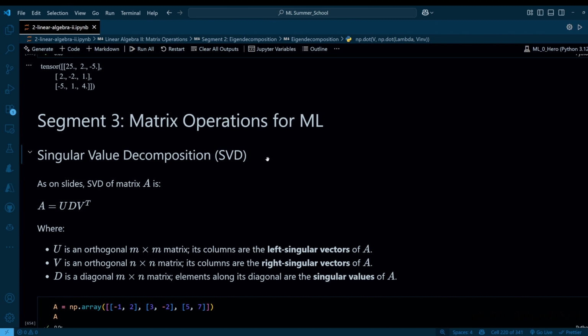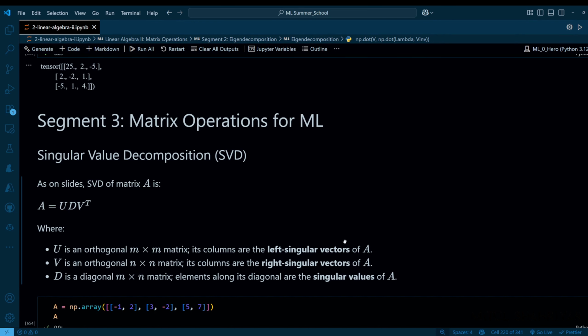As mentioned, we can decompose. We can use the singular value decomposition to get what? U, D, and V transpose. So what is U? U is basically an orthogonal matrix which is of size m into m. Now that's an interesting thing, and its columns are left singular vectors.